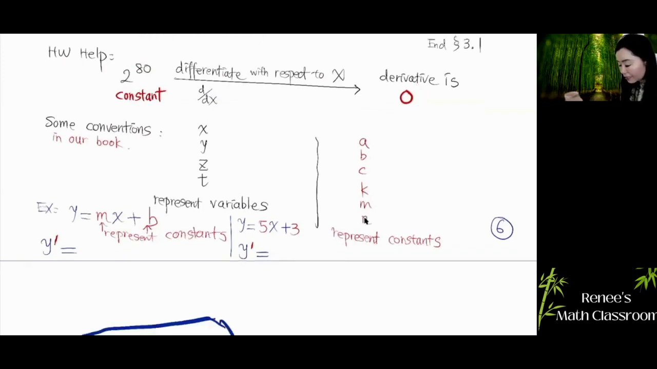Now another homework help that I want to give you here is that in our book, x, y, z, or t represent variables, and a, b, c, k, m, n represent constants. So like y equal to mx plus b, m and b here represent constants. The x over here is the variable. x and y are the variables. If you differentiate this with respect to x, what will be the derivative? m. Yes, you got it. The derivative will be m. For example, y equal 5x plus 3, the derivative of this will be 5.